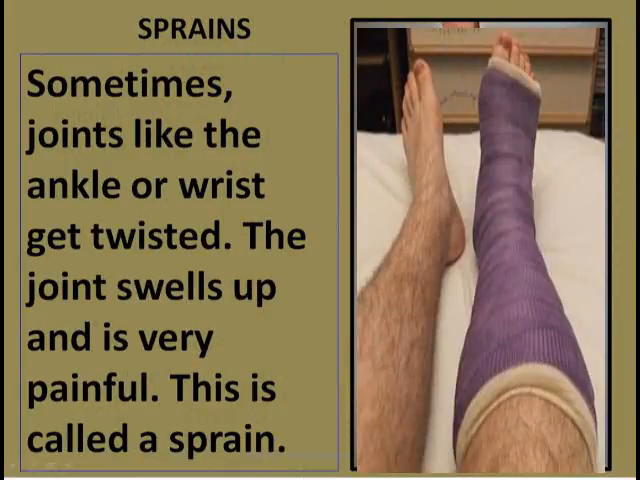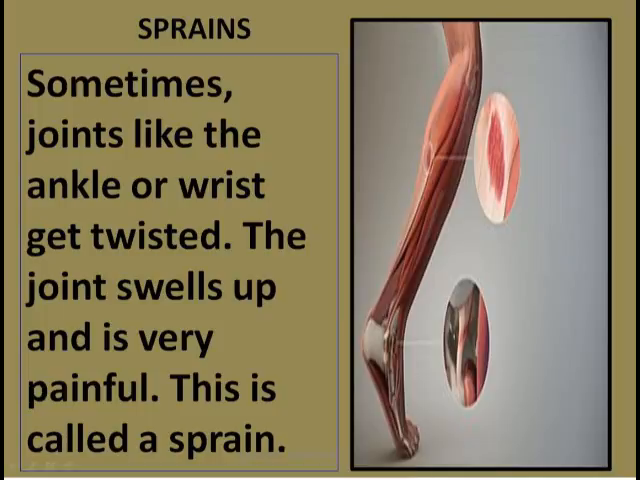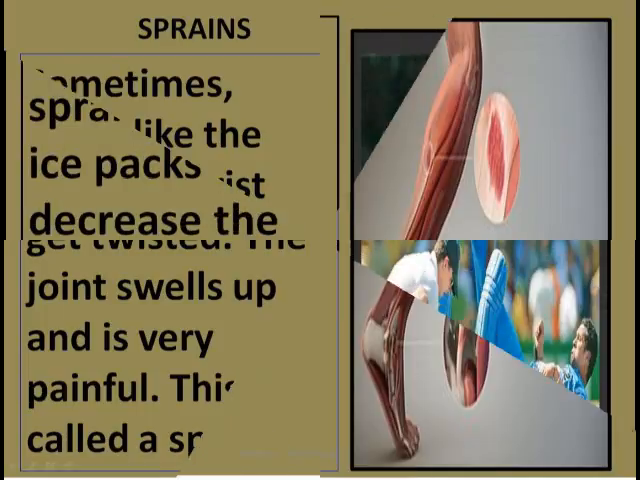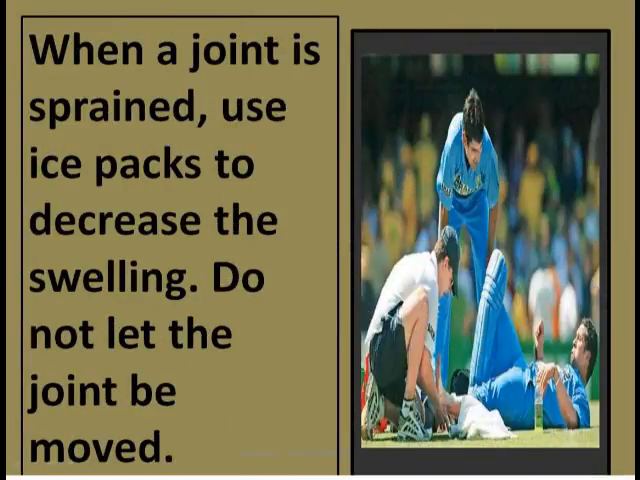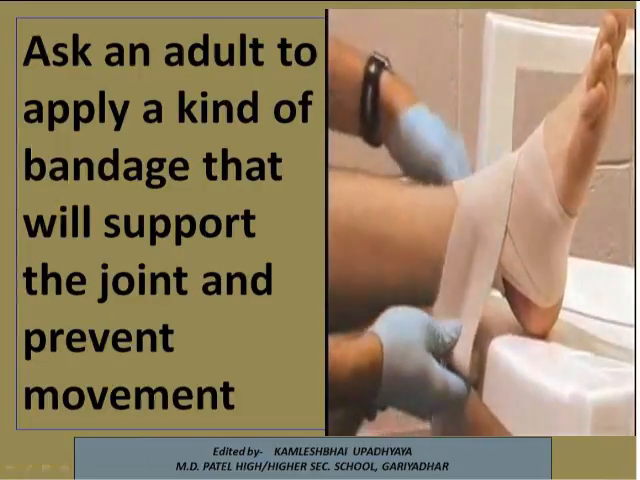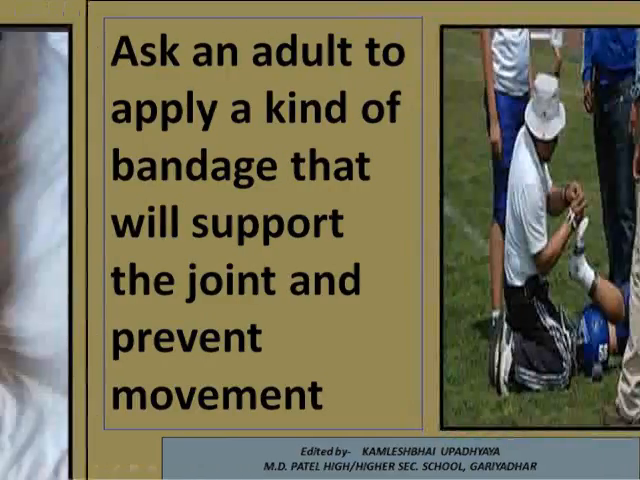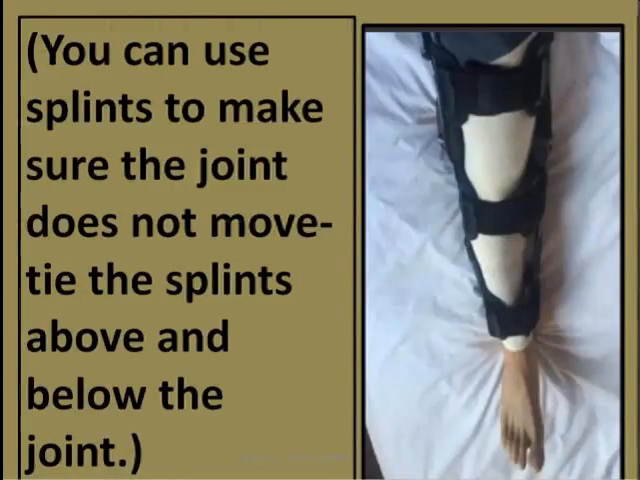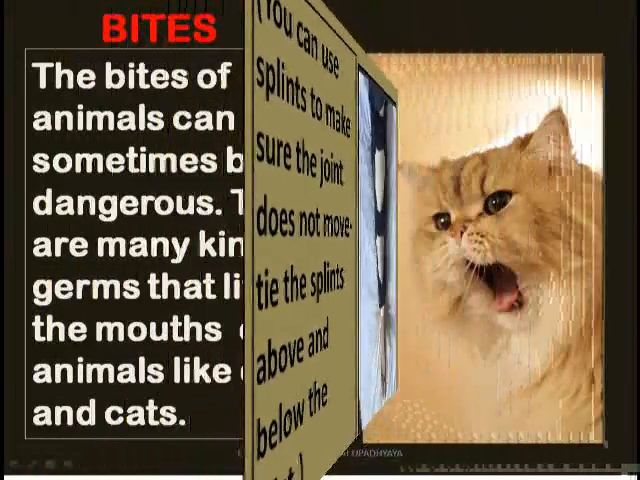Sprains. Sometimes joints like the ankle or wrist get twisted. The joint swells up and is very painful. This is called a sprain. When a joint is sprained, use ice packs to decrease the swelling. Do not let the joint be moved. Ask an adult to apply a kind of bandage that will support the joint and prevent the movement. You can use splints to make sure the joints do not move. That means tie the splints above and below the joint.